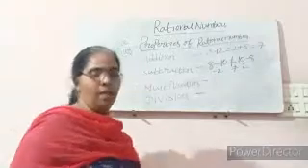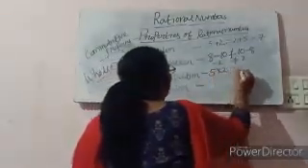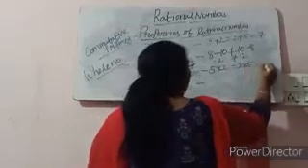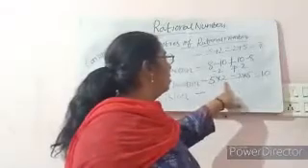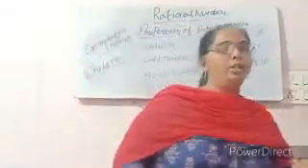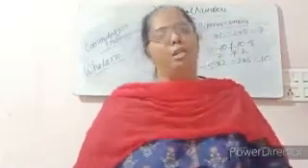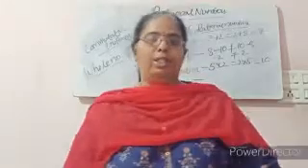Now coming to multiplication. 5 into 2 is equal to 2 into 5 equal to 10. So here also when you multiply 5 into 2 it is 10, 2 into 5 it is also 10. Even though you interchange the order of the numbers, the commutative property is satisfied in multiplication.